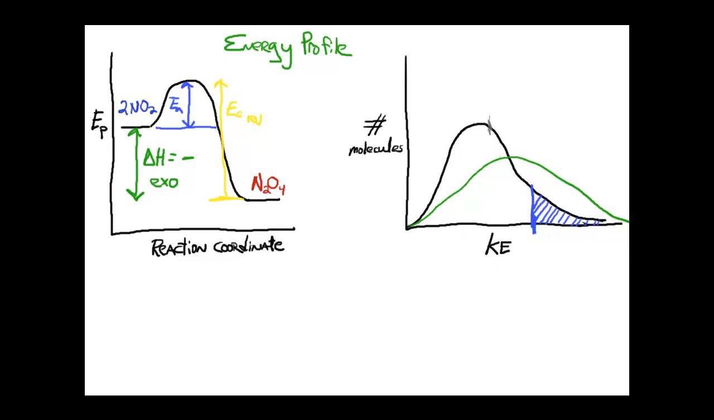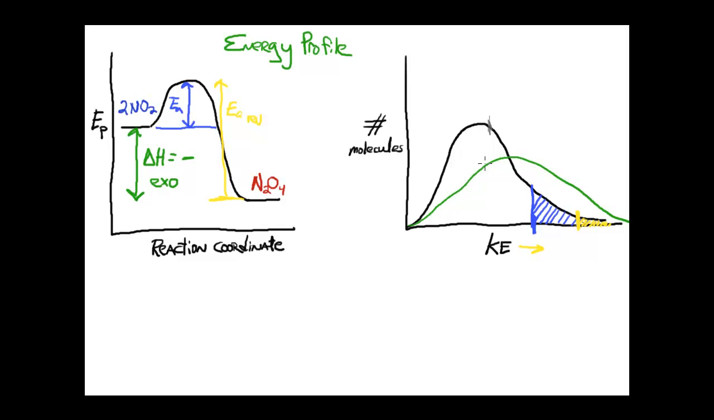Now let's think about the reverse reaction. The activation energy is much higher there, so energy is increasing as we move to the right. That means that the kinetic energy required for the reverse reaction would maybe be somewhere down here. And so the area under the graph from that point on, representing the number of molecules with the sufficient energy to form the transition state, is lower.